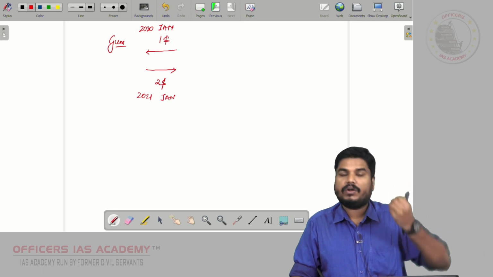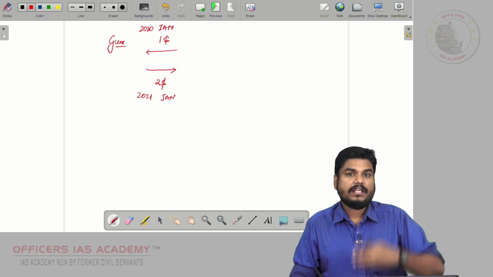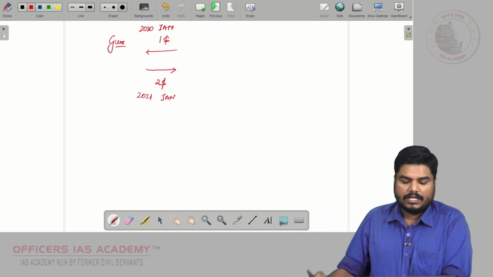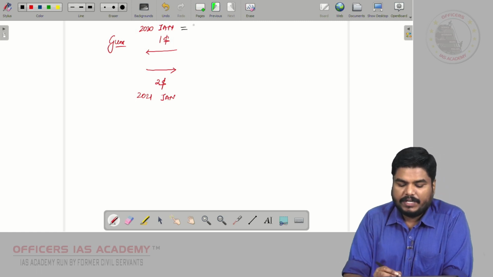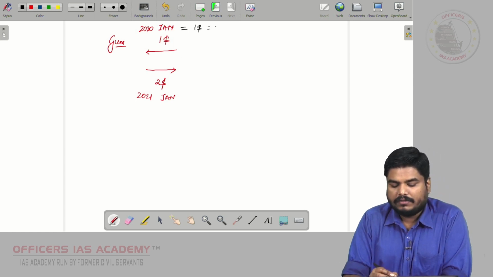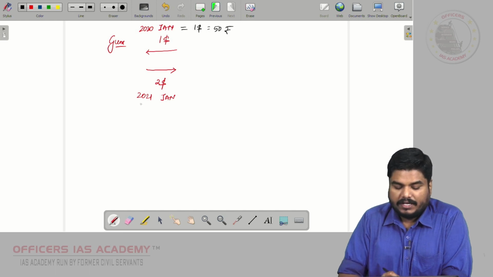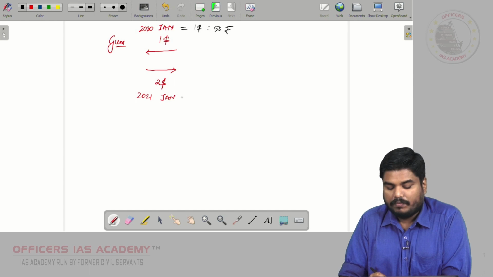Okay, I am borrowing $1, I am promising to repay $2. Now, let us take the exchange rate in 2020. In 2020 Jan, $1 was 50 rupees. In 2021 January, the rupee value got depreciated. Now, $1 is 100 rupees.